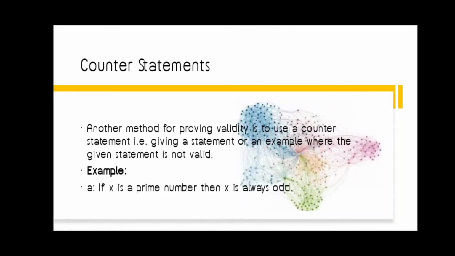We know that 2 is a prime number. It is divisible only by itself and 1. Also, 2 is the smallest even number. Therefore, we can say that 2 is a prime number which is even. We can say that the statement A is not true for all prime numbers. Therefore, the given statement is not valid.